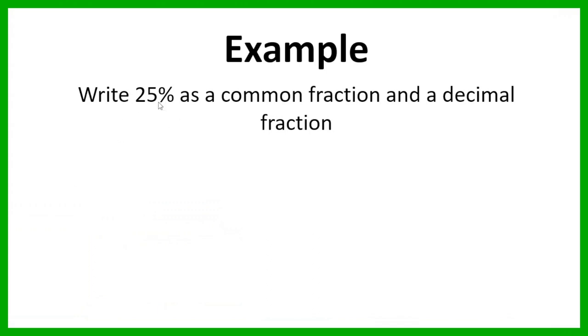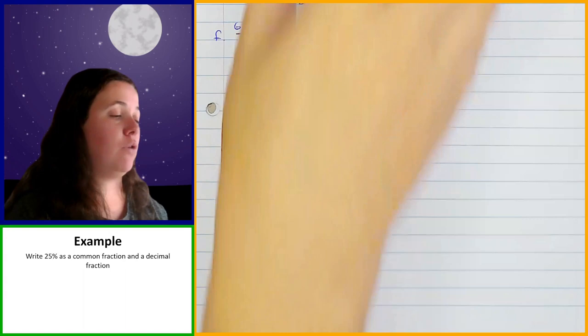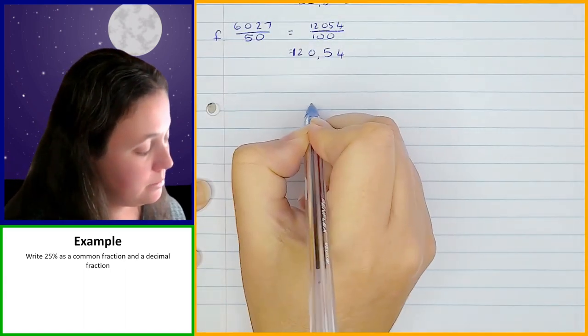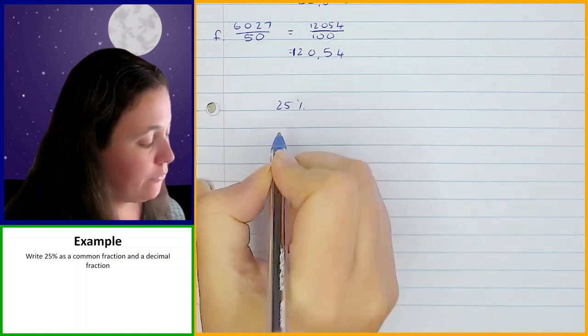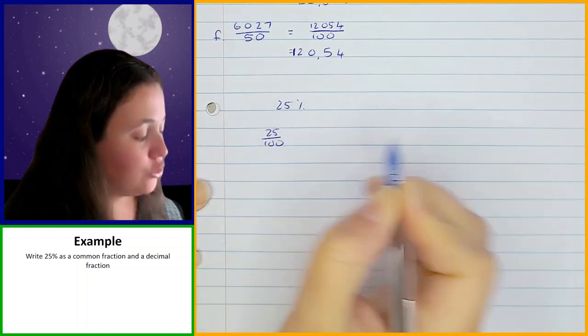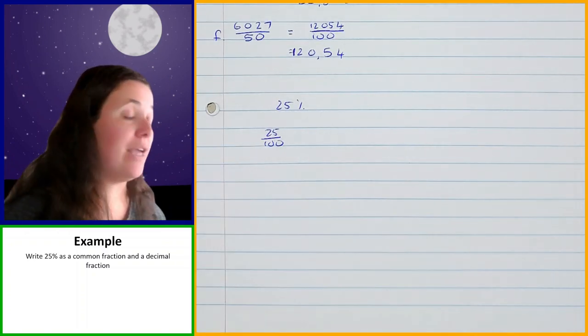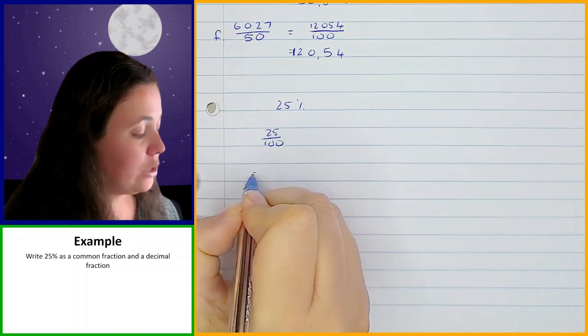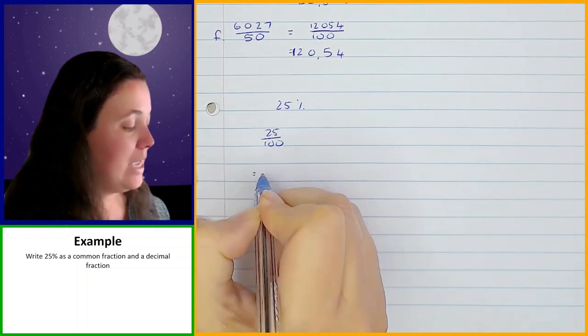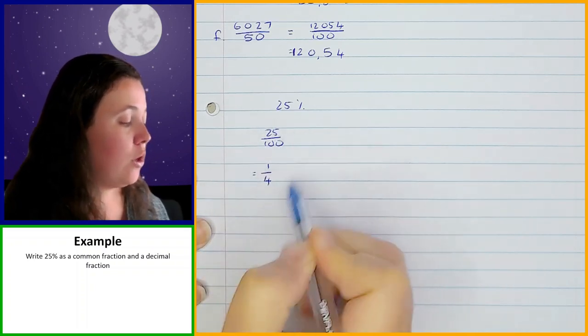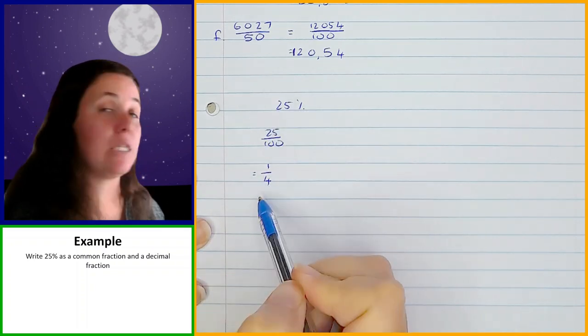First, when we're working with 25%, you need to know that, as I said, a percentage is an amount out of 100. So this is going to be 25 out of 100. So when I write 25% as a common fraction, it is 25 over 100. If you want to convert a percentage to a common fraction, you just write it over 100 and then you go and simplify it. So 25 over 100, I can divide both of those by 25. That gives me 1 over 4. So as a common fraction, 25% is a quarter.